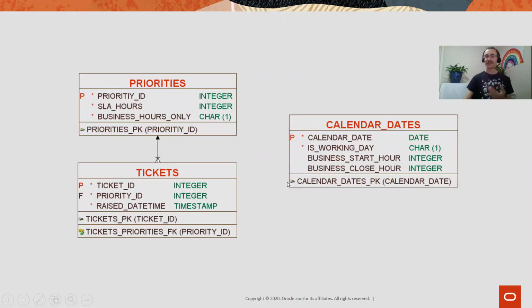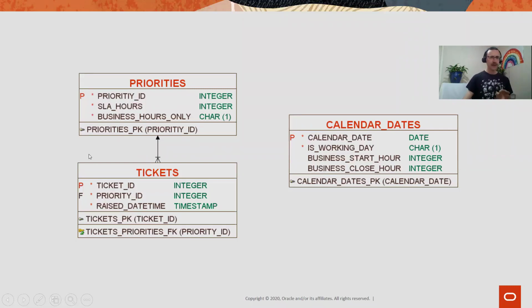Then we need to know for each individual date whether or not it is a working day, and if it is, what those working hours are. So again, we've got an is working day flag, and then a table storing the start and close times for the business. So we know when to start the counter for the SLA and when to finish it for those working hours. We've got this table.